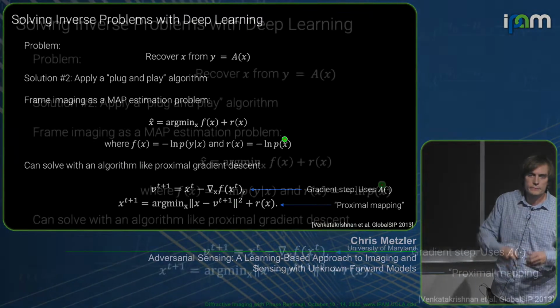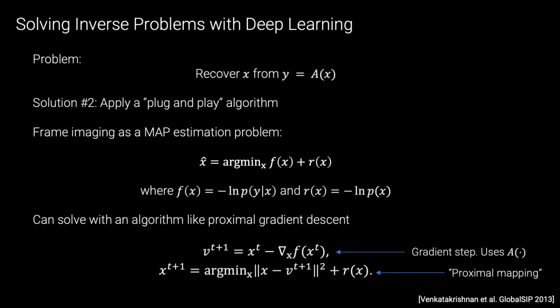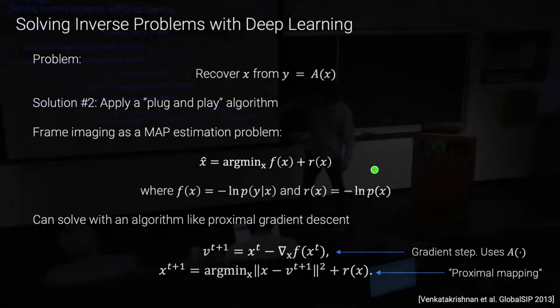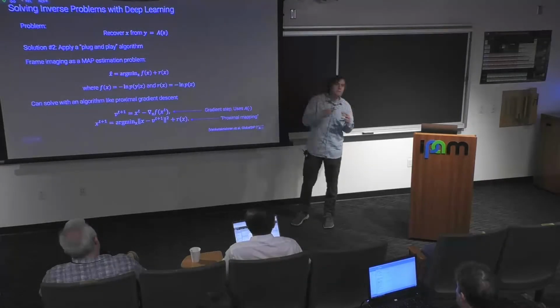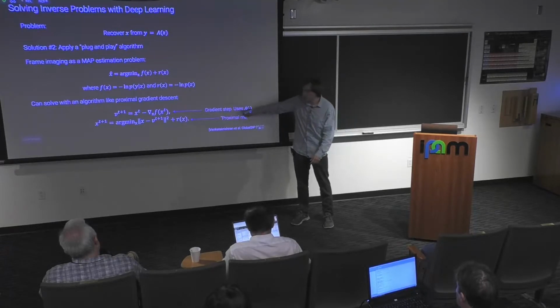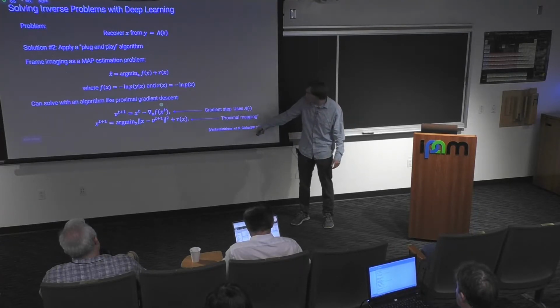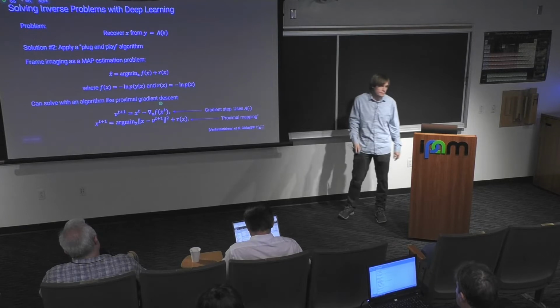From there, you can set up any number of algorithms, but perhaps the simplest is just proximal gradient descent. So let's take a gradient step to reduce f of x, then use a proximal mapping to reduce r of x. Note here that our physical model is baked into this algorithm in this step, where it takes advantage of our knowledge of the forward model A.